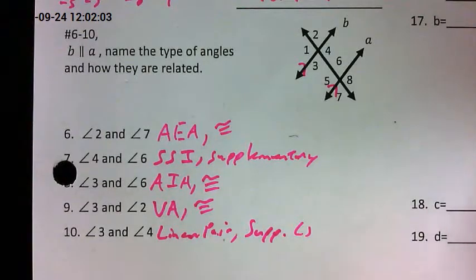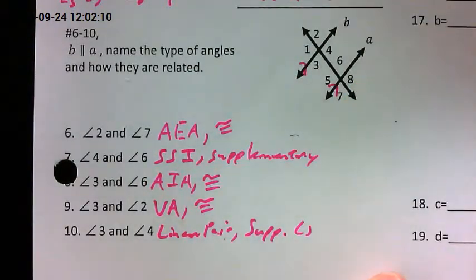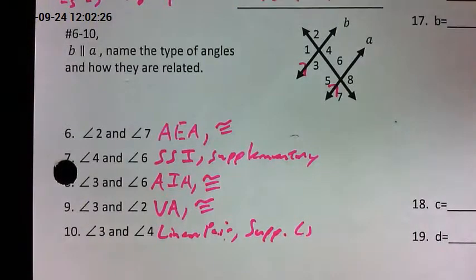So what are the consecutive? Consecutive is the same thing as same side interior. So on number 7, if you put same side interior or consecutive interior, that would be correct as well. Alright. Again, I can't remember if I used the word consecutive at all on the test, but consecutive will come up more when we get into our quadrilaterals and stuff.